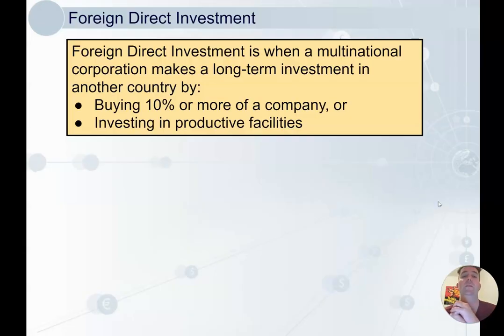Foreign direct investment. Another term we don't know super well. Foreign direct investment is when a multinational corporation makes a long-term investment in another country. This could be buying a controlling stake in that country. So we say there's a rule of thumb of about 10% or more. That makes the investment long-term. They're not just buying shares and speculating. They're buying a large amount of the company. They want some control. Or they could be investing in productive facilities. They might be building a factory or something, right?